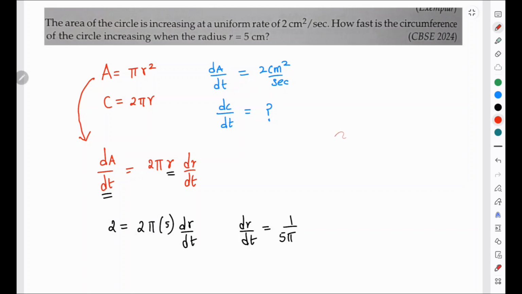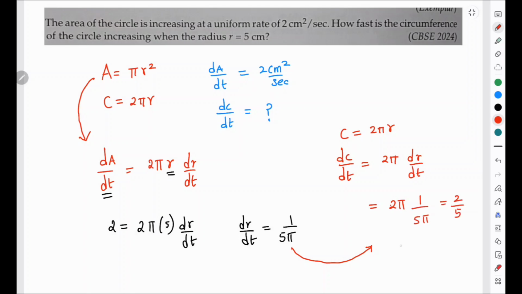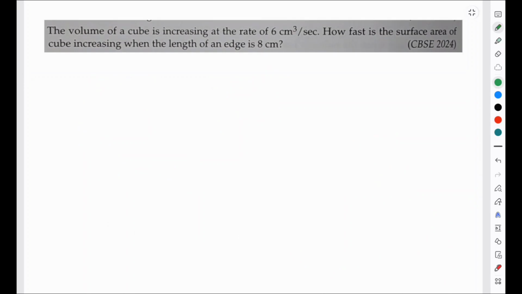Yes. Now let's see. C is equal to 2 pi r. Now differentiate this. dC by dt is equal to 2 pi dr by dt. Now what you can do? You can directly replace this one over here, right? So 2 pi into 1 divided by 5 pi. So what you get? You get 2 by 5. So dC by dt is equal to 2 by 5 centimeter per second, right? Now let's go to the next question.